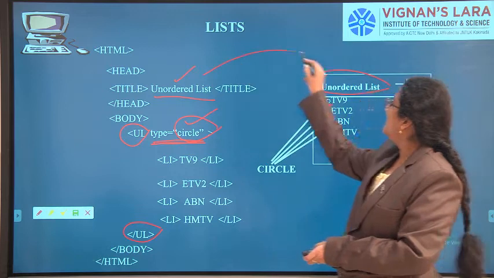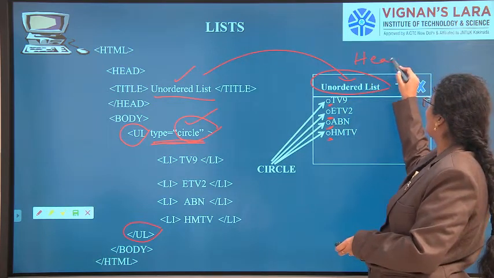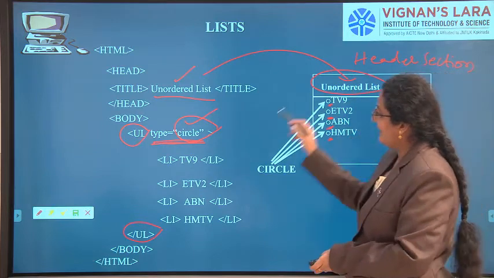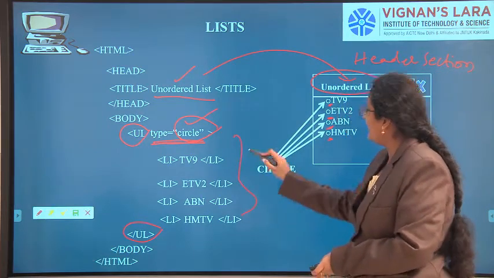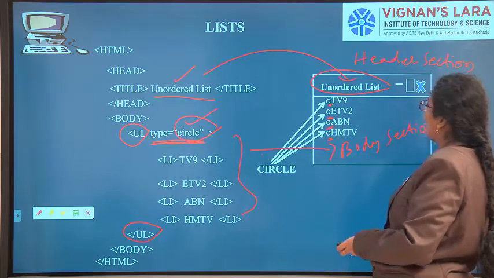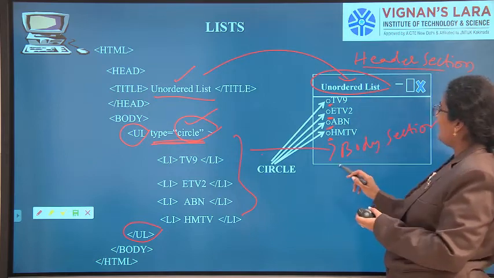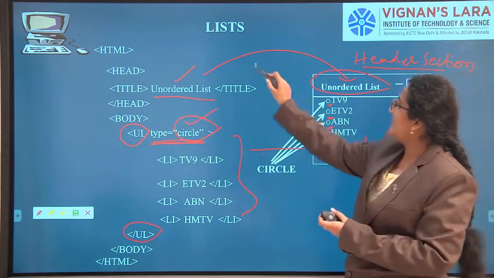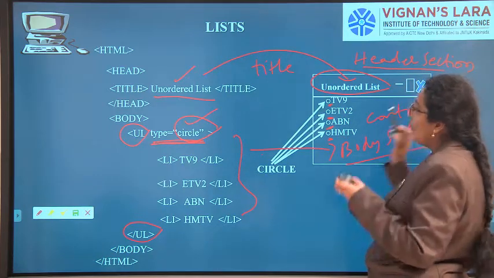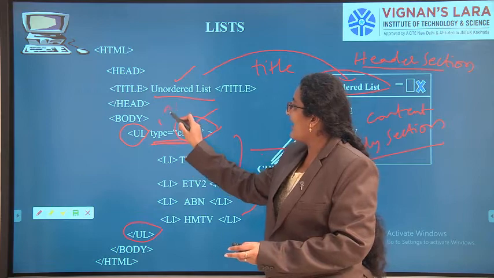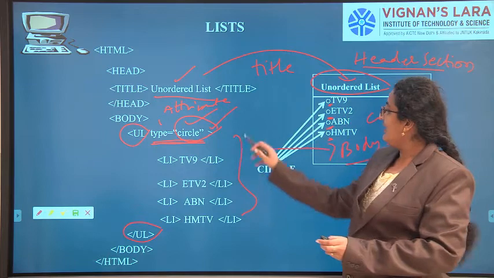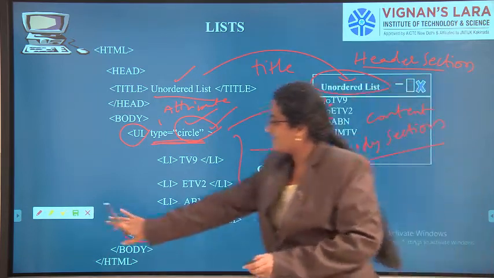Whatever title we give, that will come here in the header section. I hope you remember, in the header section we will get the title, and whatever you give in the body will come in the body section. So every window is divided into two parts, header section and body section. In the header section the title will be there, in the body section the actual content will be there. The only change here is type is the attribute. This attribute we have given as circle, so it came as circle.